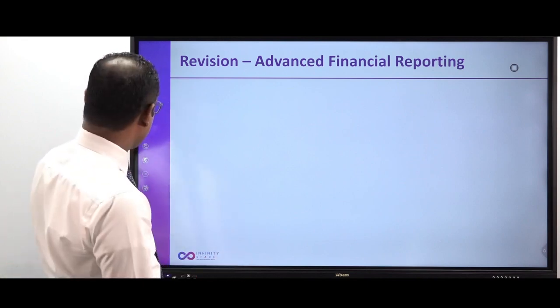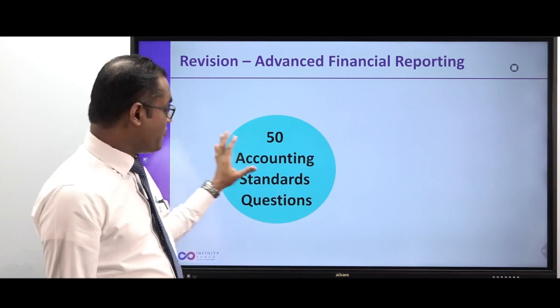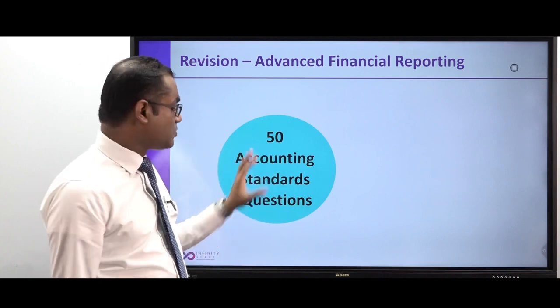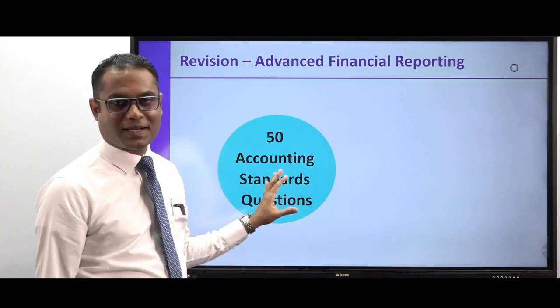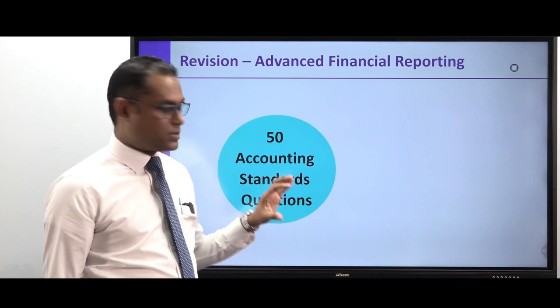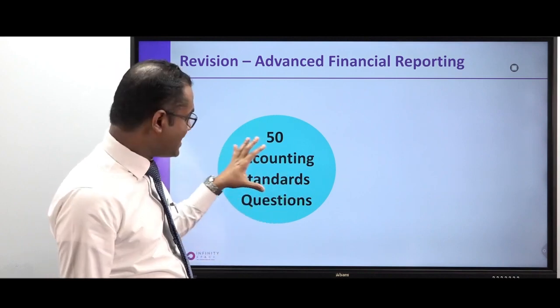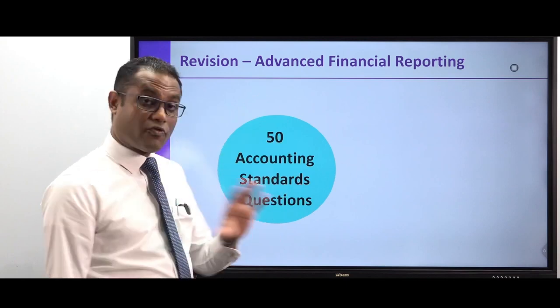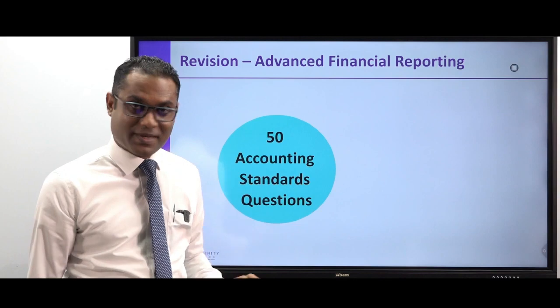So what are we going to do in this exam preparation module? How many accounting standards questions? 50 accounting standards questions would be discussed. This is in addition to the questions discussed in the essential theory module, the past papers and the model papers. Model paper questions are mainly taken from international examinations like ACCA. So altogether, 50 accounting standards questions would be discussed before you go to the examination.